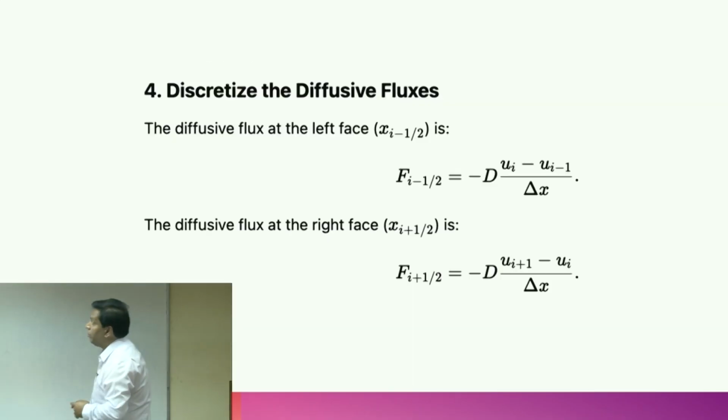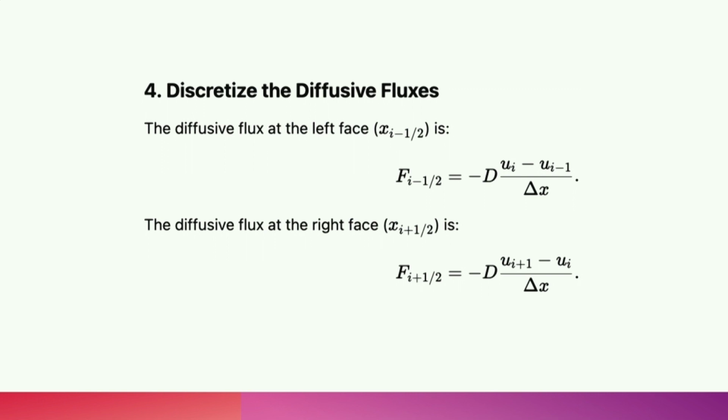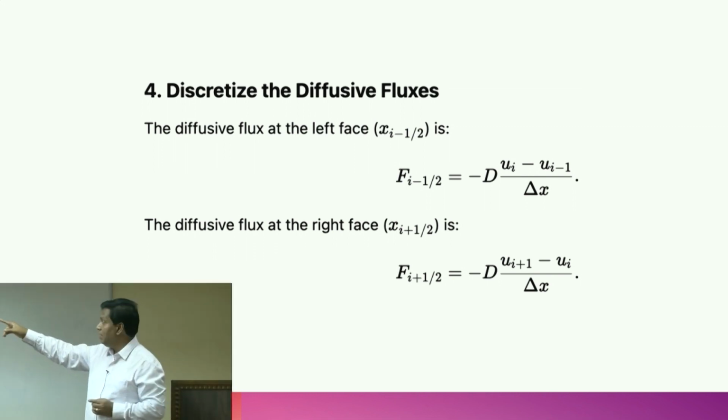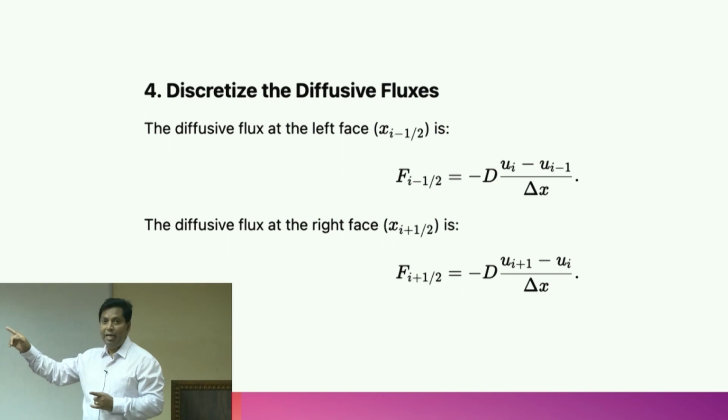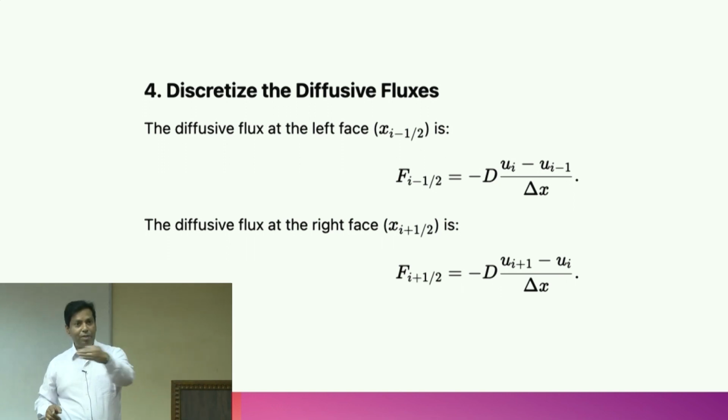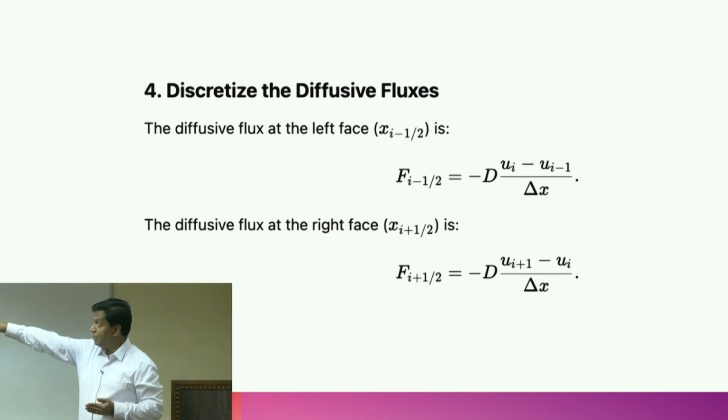So, how to calculate this flux value? The upper limit and the lower limit. The diffusive flux on the left side, left side means x_{i-1/2}, we define as capital F_{i-1/2}, or you can define whatever you like: minus D, the diffusion coefficient, times (u_i minus u_{i-1}) divided by the length of the control volume. The minus sign should be here because the flow goes from left to right, so we have to use the minus sign here.